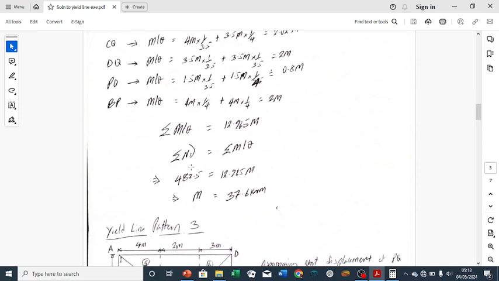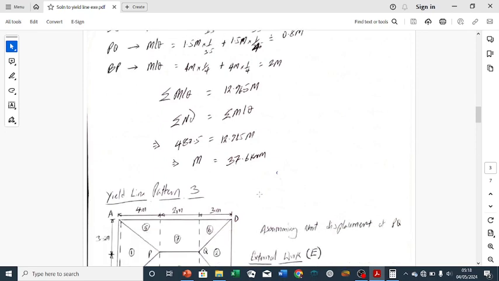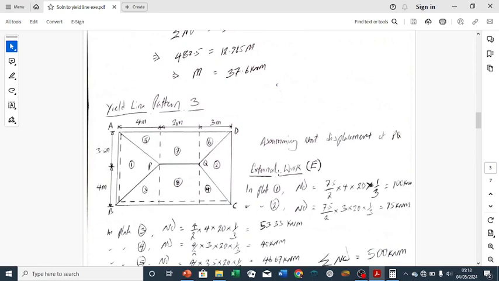And also using the principle of virtual work, always remember to write this. Writing this gives you at least half mark in case of exams. So when you do this, you now equate this to this. By calculating for M, you had 37.6. That is for yield line pattern 2.